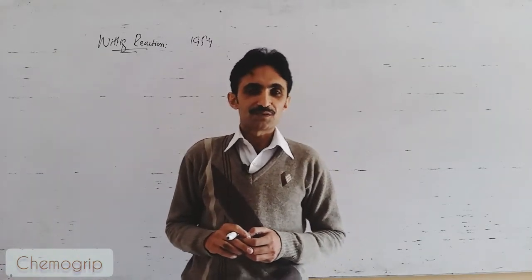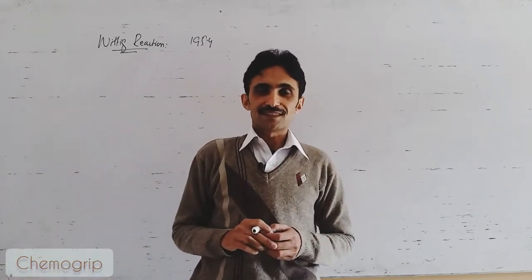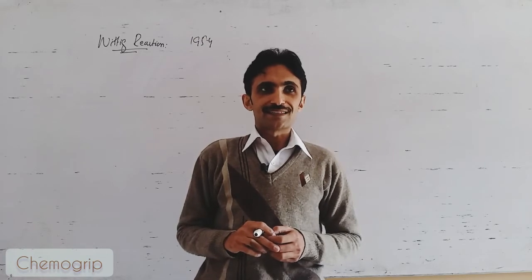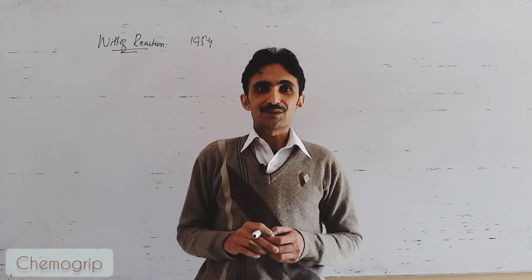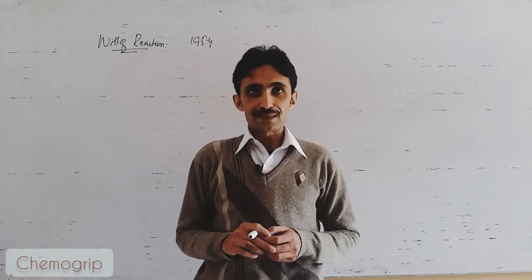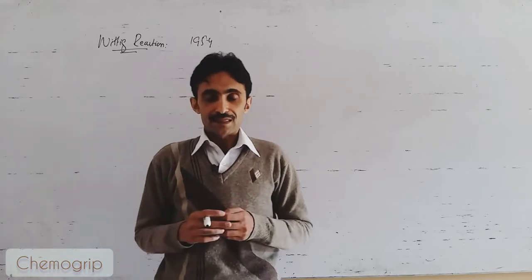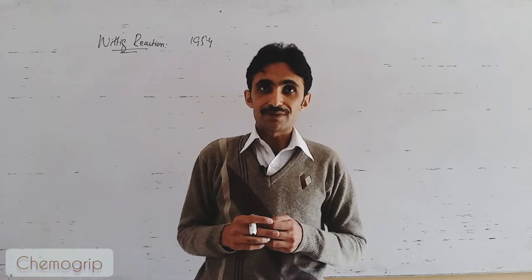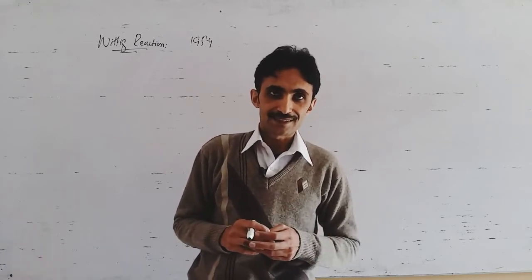Today we are going to discuss an important reaction in organic chemistry, which is known as the Wittig reaction. The Wittig reaction is basically a transformation of a carbonyl compound into an alkene. In other words, this reaction helps in the synthesis of an alkene with a carbonyl compound as the starting material, where the carbonyl compound can be an aldehyde or ketone.